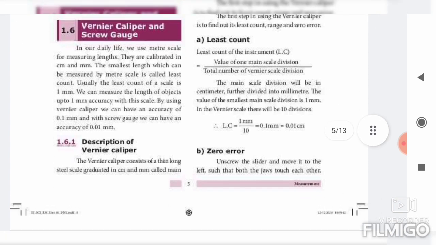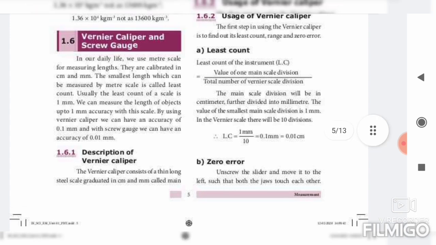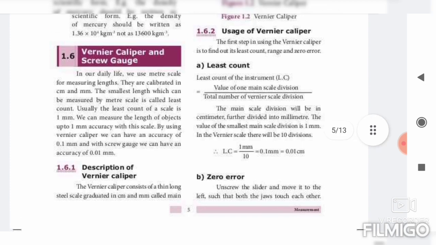What is the least count of a vernier caliper? 0.1 millimeter. In centimeter, the same is 0.01 centimeter. Okay, how will you find the least count?